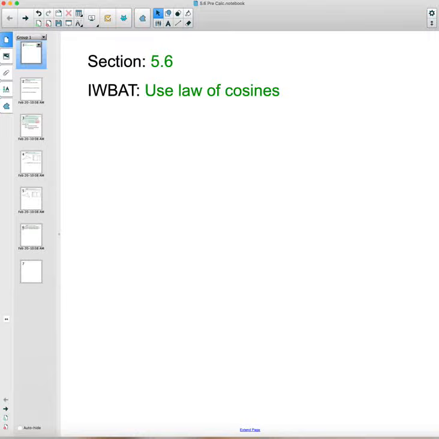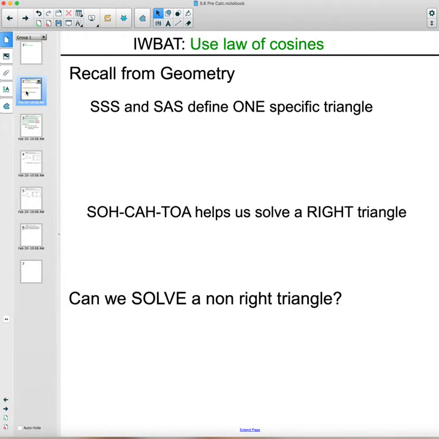In this video, we are going to talk about using the law of cosines. So recall from geometry when you learned about proving that triangles were congruent using side, side, side, side, angle, side, that kind of thing. When we did that, we had 5 different ways that we could prove that triangles were congruent. And what that really means is that there's only one triangle with those 3 measurements.